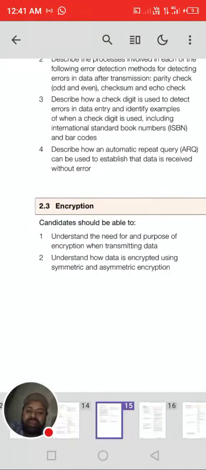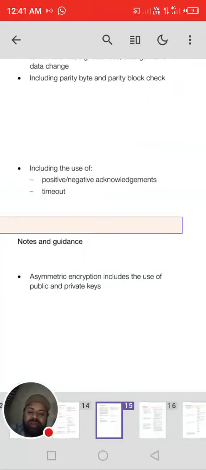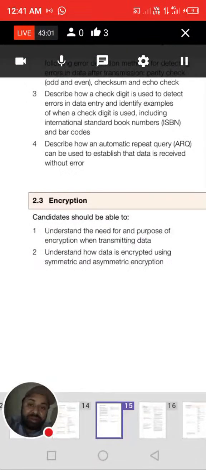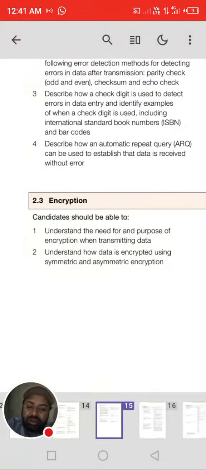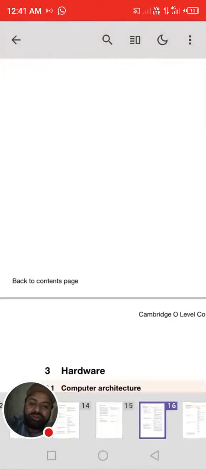Encryption: understand the need and purpose of encryption, including the use of public and private keys. Symmetric encryption and asymmetric encryption are the two types of encryption. We will see both of them, because when we send data over the communication line, we put data in a secret format. We encrypt it and then decrypt it at the destination to get the same data, so that our data is secure.